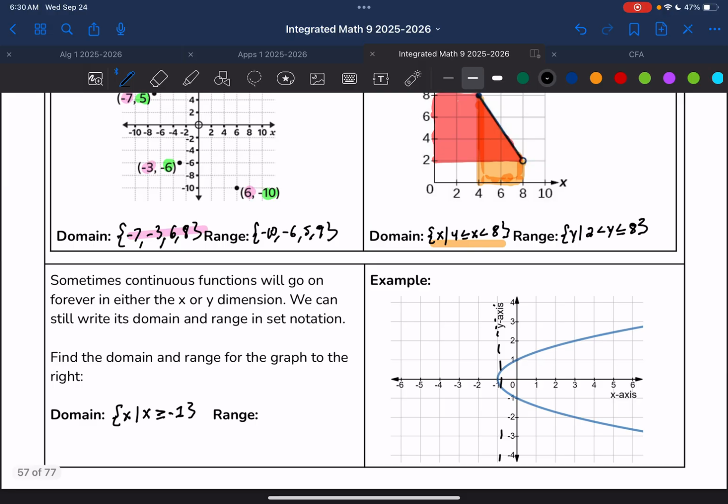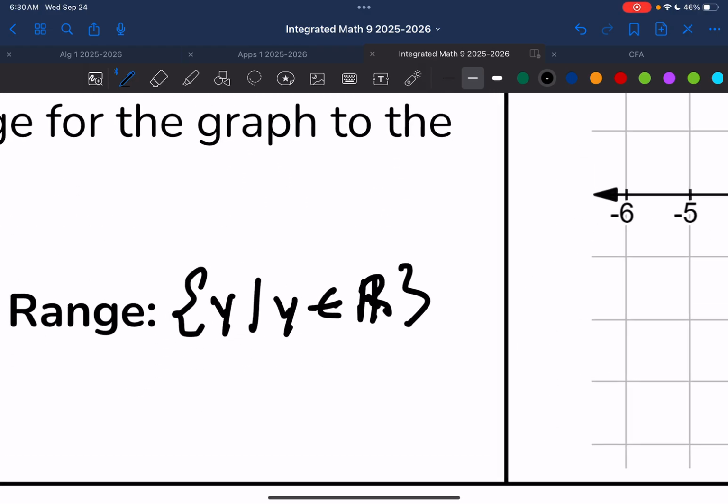But for the range, if we imagine this function continuing on forever, it's going to continue to go up, it's going to continue to go down, so it gets to all y values. It continues on to positive infinity in the y direction and down to negative infinity in the y direction, meaning that we're going to write y, where y is a member of all real numbers.